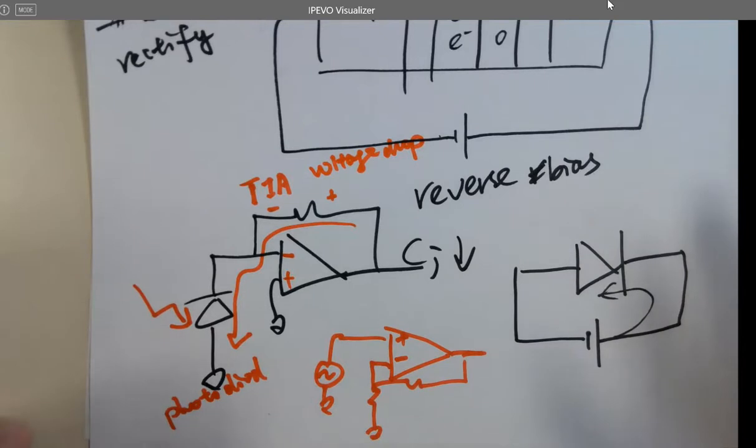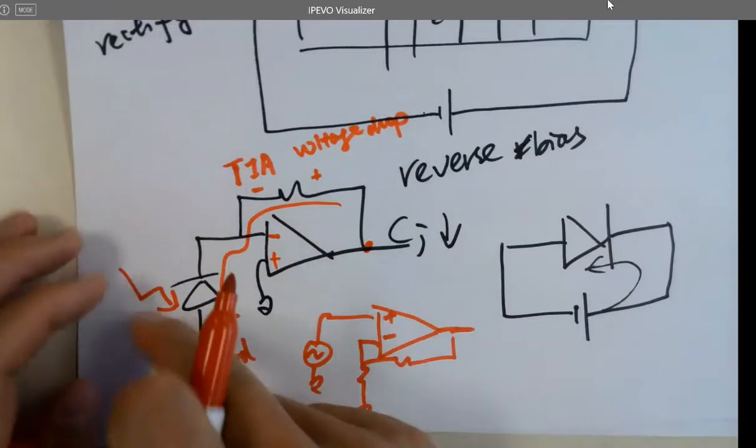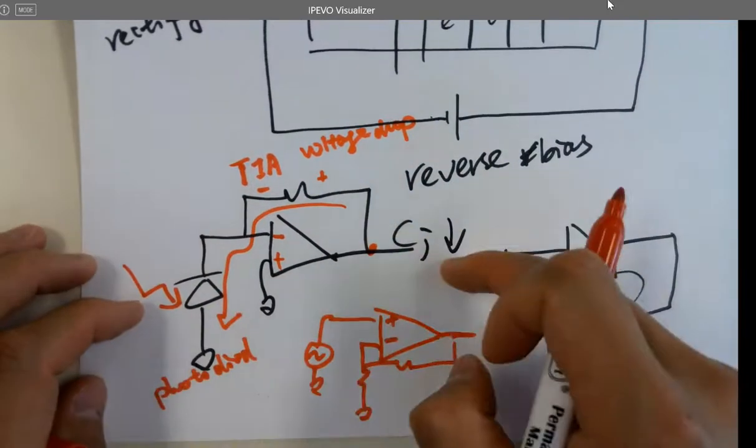yeah. All right. Then you got a voltage. Okay, so convert the light into voltage. Why we always want to convert into voltage?